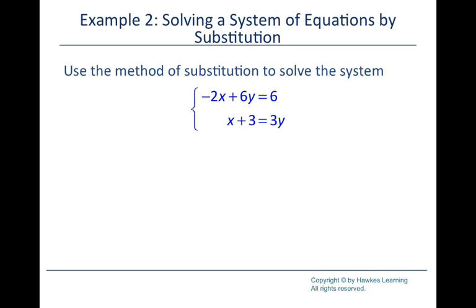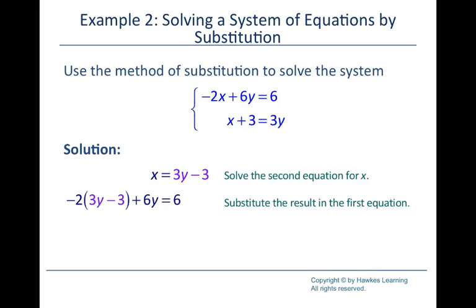Okay, so look at this, again substitution. We've got x plus 3 equals 3y. That's the one we're going to use. We're going to solve for x, and so x is equal to 3y minus 3. Then you're going to substitute it into the equation on top, so I'll have negative 2 times 3y minus 3 plus 6y equals 6. Distribute your negative 2. So you have negative 6y plus 6 plus 6y equals 6.